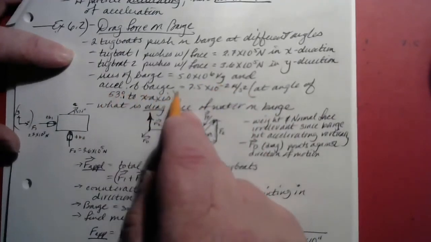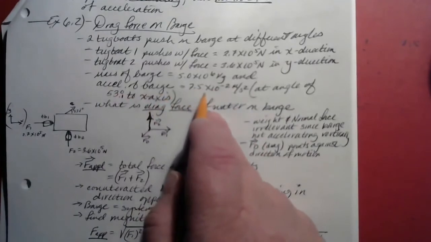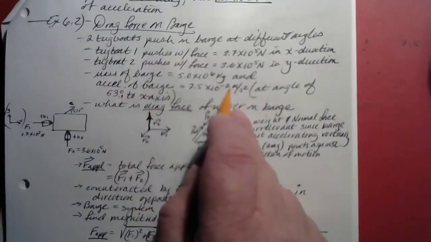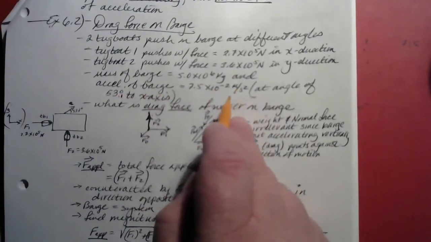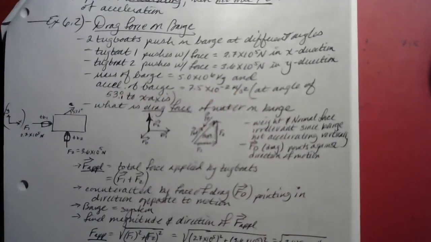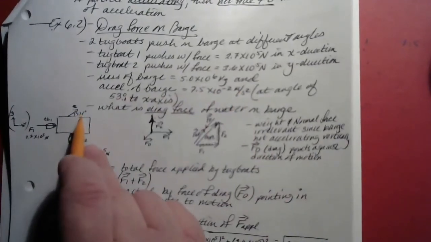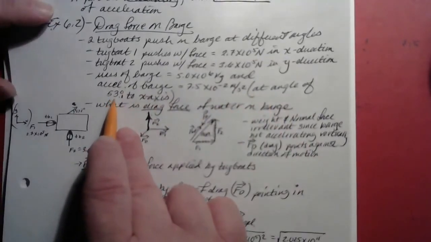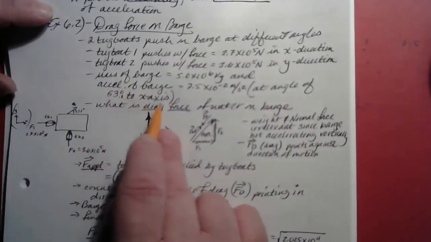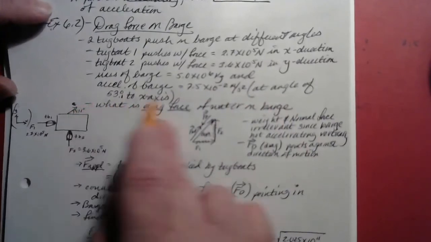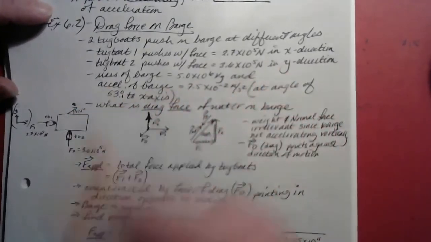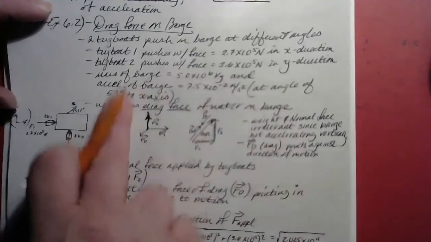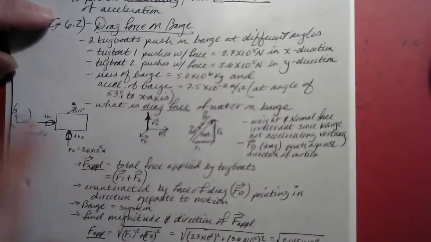The acceleration of the barge is 7.5 times 10 to the minus 2 meters per second squared, or 0.075 meters per second squared. Because of the way the diagram is drawn, we kind of know ahead of time that this is occurring at an angle of 53.1 degrees to the x-axis. But we don't necessarily need to know that in order to do this problem. In fact, we can very easily find that angle from the information that we're going to develop along the way.